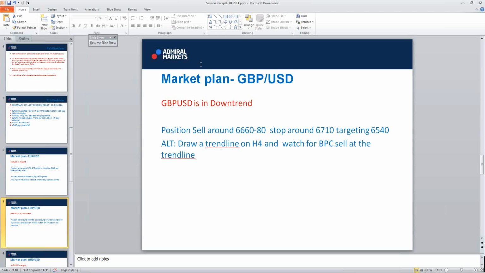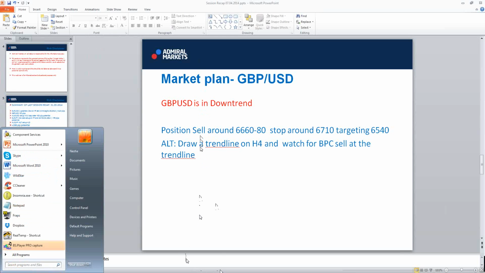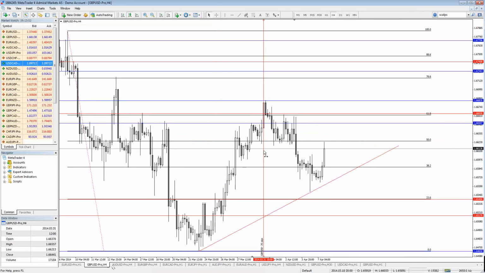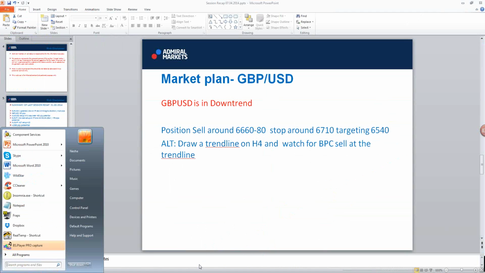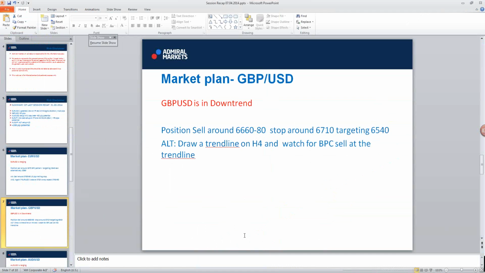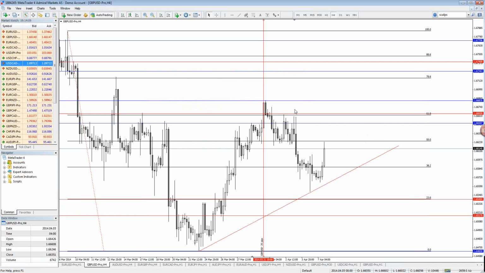Cable sell. Well, I can see a sell now. Again, I don't know, my opinion is that we might see a sell soon enough. I would like to see it here where I stated it: 66.62.80, stop around 67.10, targeting 65.40. I would like to see it there because we have a history of selling here.